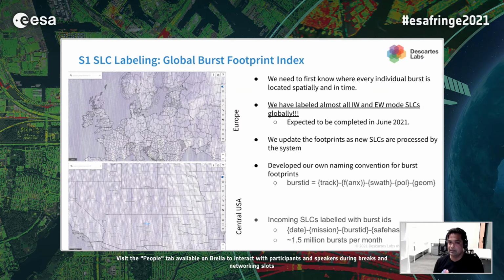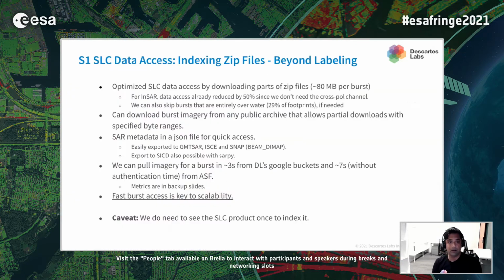As new SLCs come into the system, it compares against the existing footprints. It says it's not there, gets updated. So we see new acquisitions over Russia happening recently, or over the ocean if they're trying to watch a storm. And following the convention, we label every single SLC burst with polarization with its own unique ID. We're ingesting about 1.5 million bursts per month right now. We index all SLCs that ESA puts out.